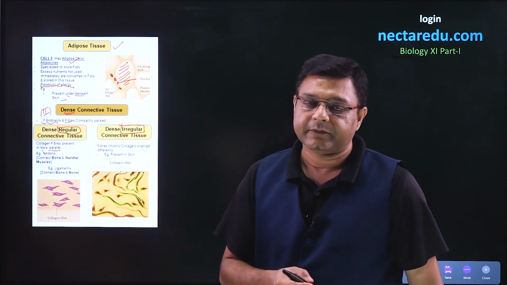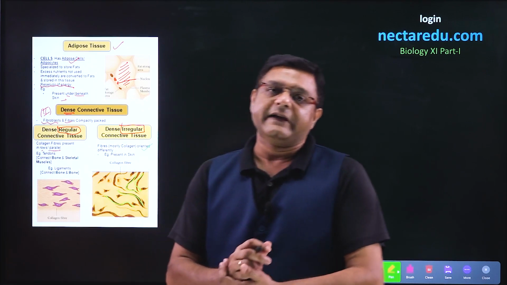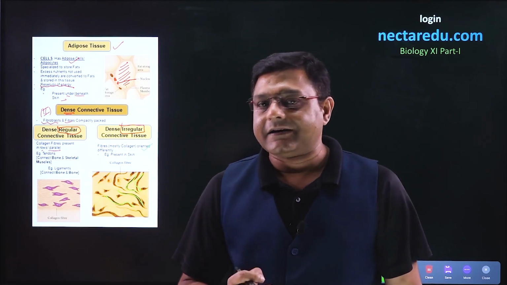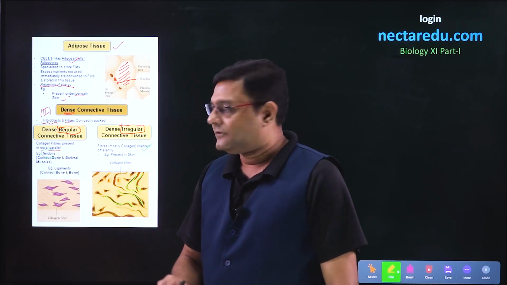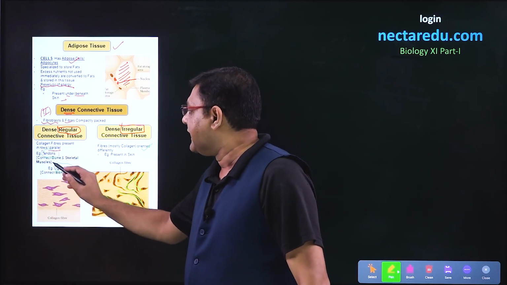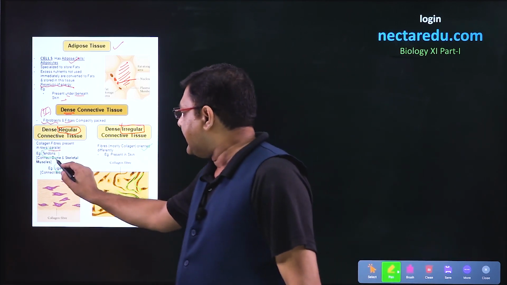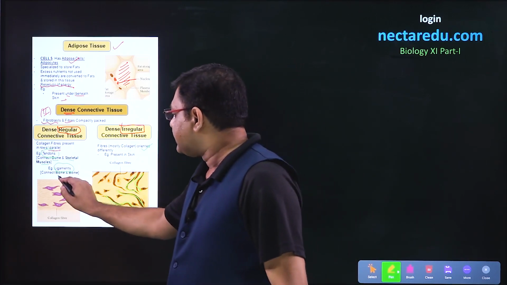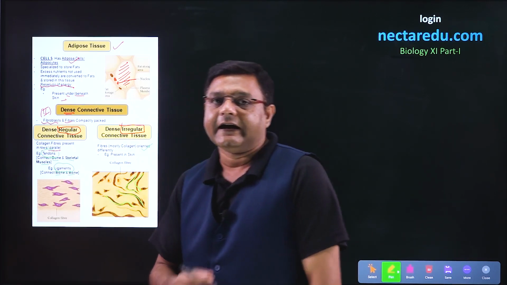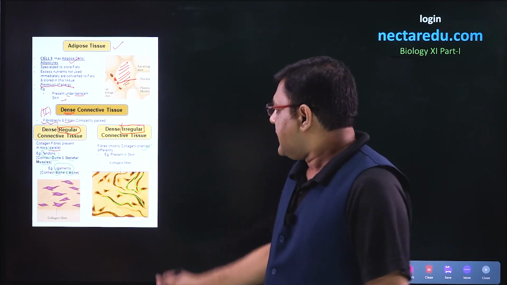Talking about the examples, there are two major examples of regular dense connective tissue. The first example is tendons and the second example is ligaments. So tendons are the structures which will connect bone with skeletal muscles and ligaments are the structures which will connect two bones. One bone will be connected with another bone.